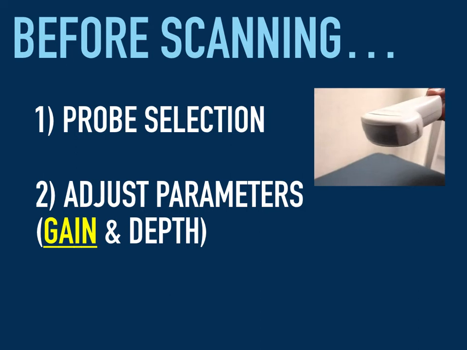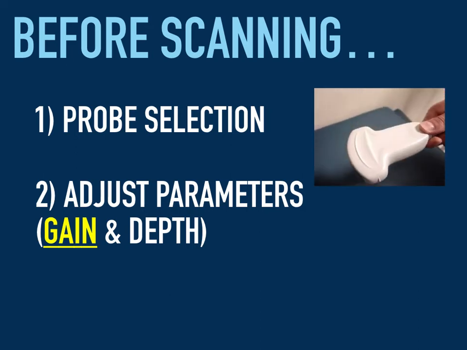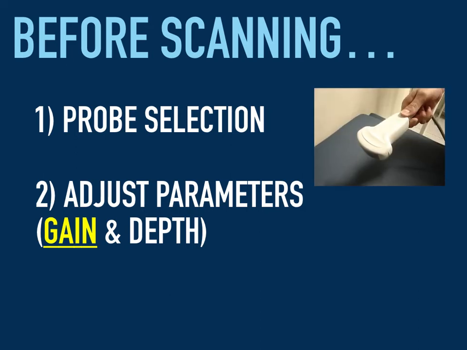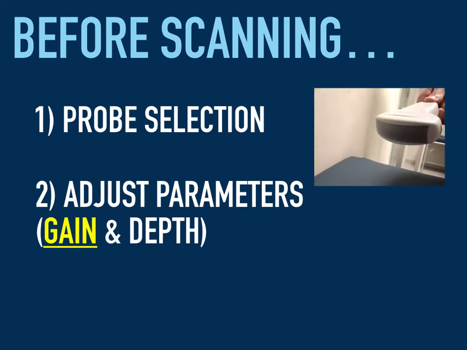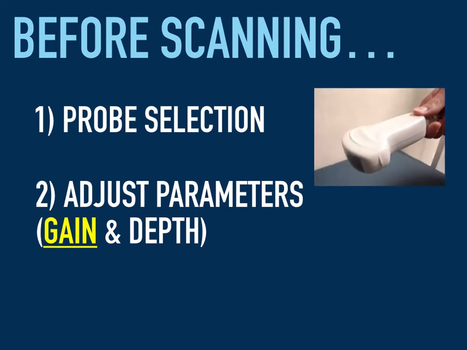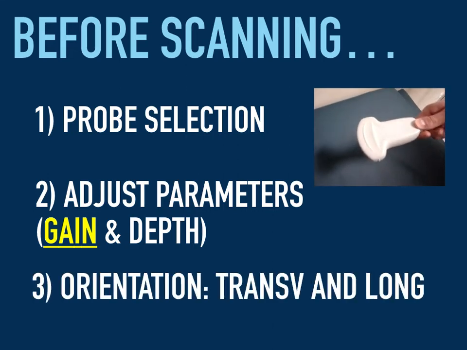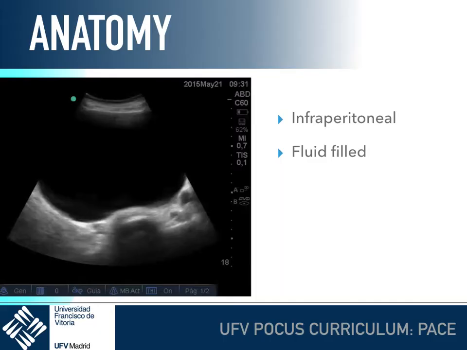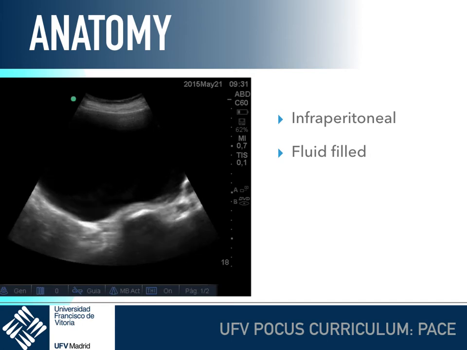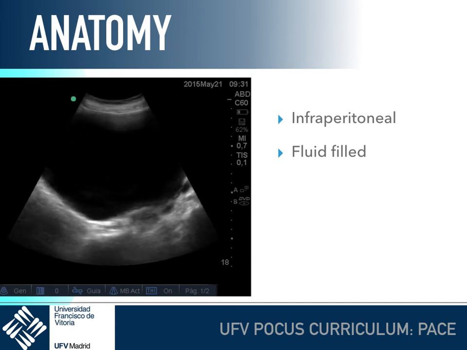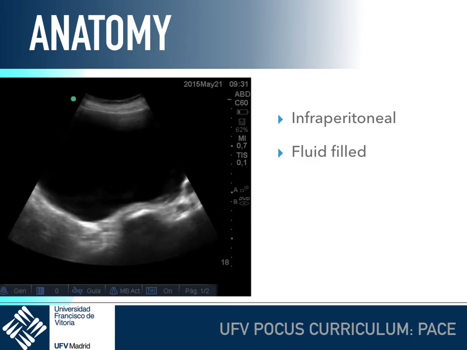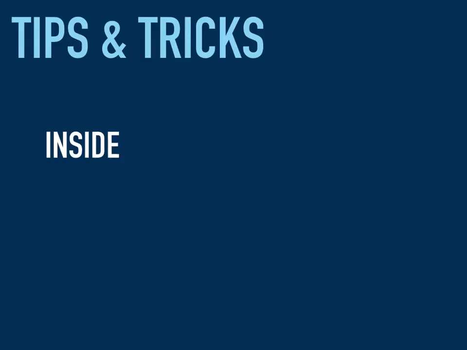Keep in mind that you need to decrease the gain because you are evaluating a structure which is full of fluid. So you are supposed to see a great posterior acoustic enhancement. The orientation, again, transversal and longitudinal. This is the urinary retention. You see a giant structure full of fluid, which is the bladder.